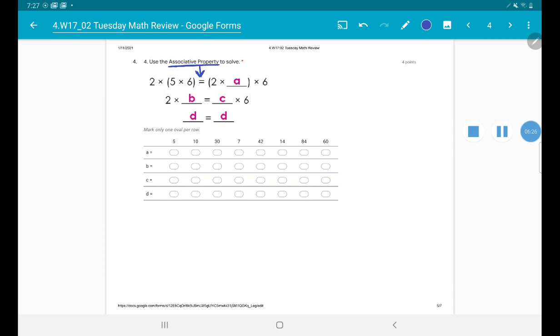So if I look to see what's missing, I have 2 times 5. I don't have a 5 on this side. Times 6, and I do have the 6. So I know that A is going to be equal to 5. And if I go on down to the second line, I need to multiply 5 times 6 together to get the value for B. And 5 times 6 is 30. So B is equal to 30.